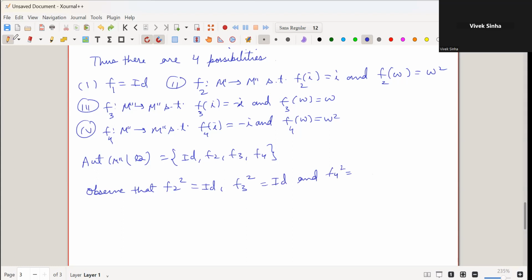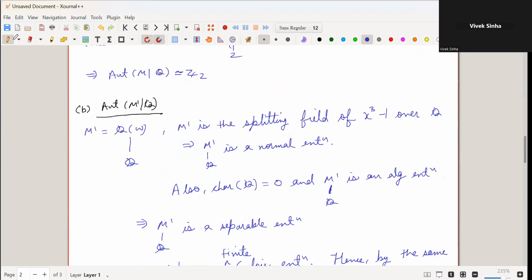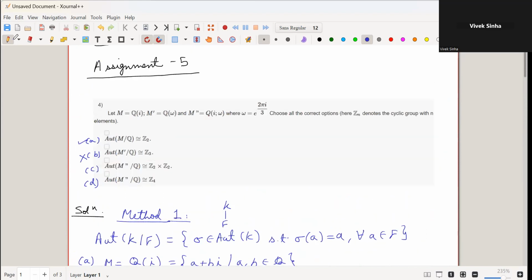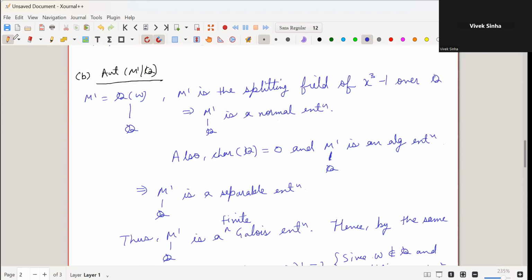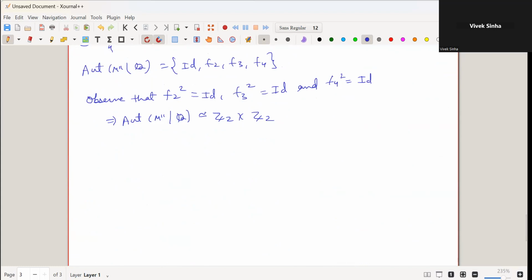So all these elements have order 2. It's not Z4, this is Z2 cross Z2, right? Because if it is Z4, then there should be an element of order 4 which is not there. There is one identity element and 3 elements of order 2. So it's Z2 cross Z2, right? So the third option is correct and the fourth one is wrong. Any doubt in that? If not, we will move to the next question.